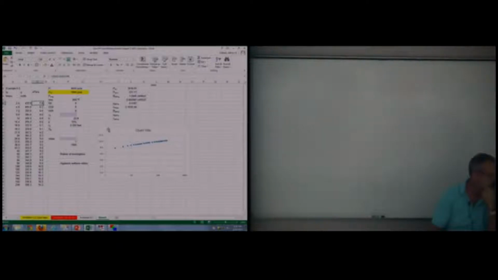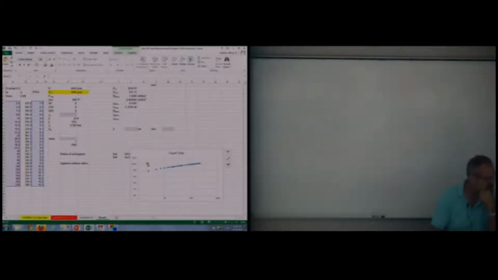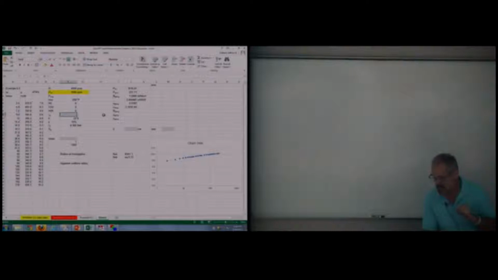Okay, that's where we're going to start next week. We're going to start with that plot, okay? Now, I want to calculate the gas gravity. That's my only desire before I let you guys go home.